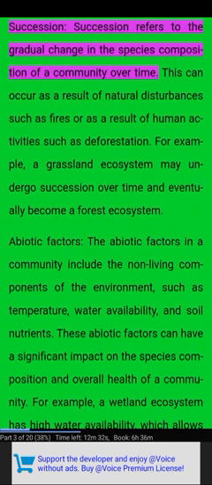Succession. Succession refers to the gradual change in the species composition of a community over time. This can occur as a result of natural disturbances such as fires or as a result of human activities such as deforestation. For example, a grassland ecosystem may undergo succession over time and eventually become a forest ecosystem.